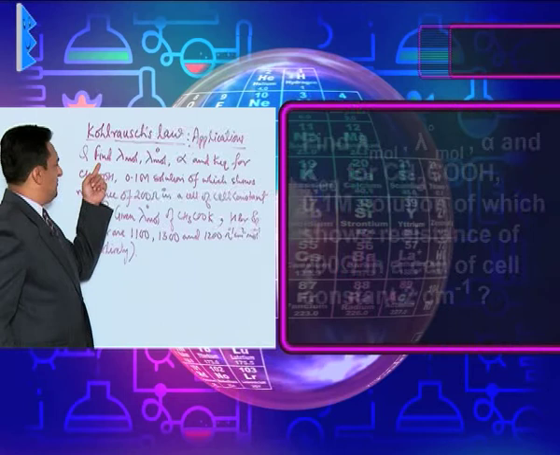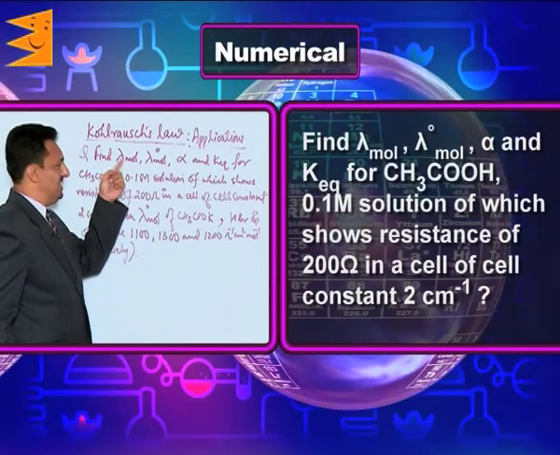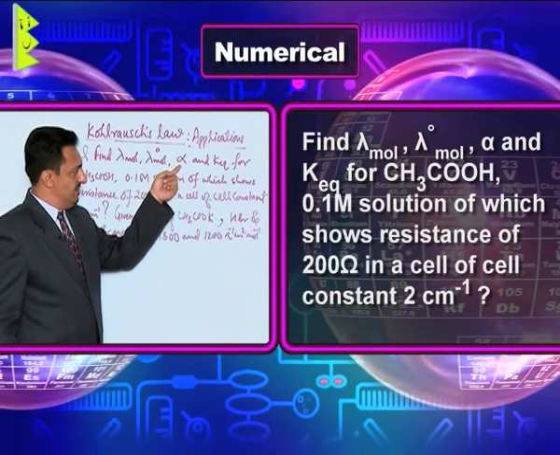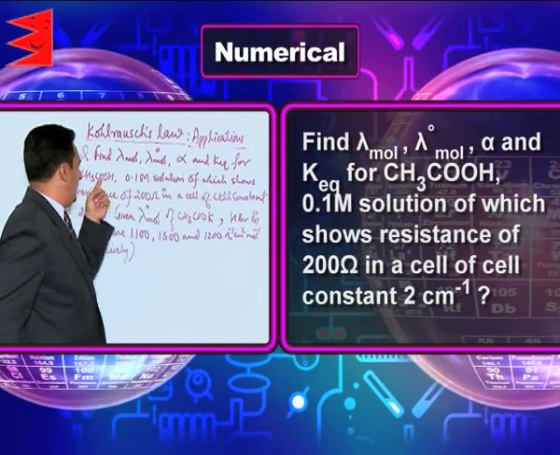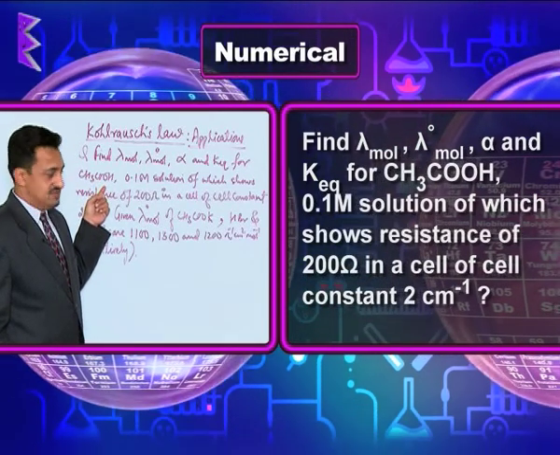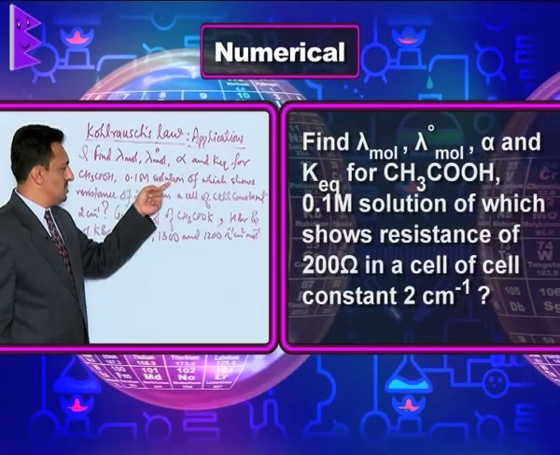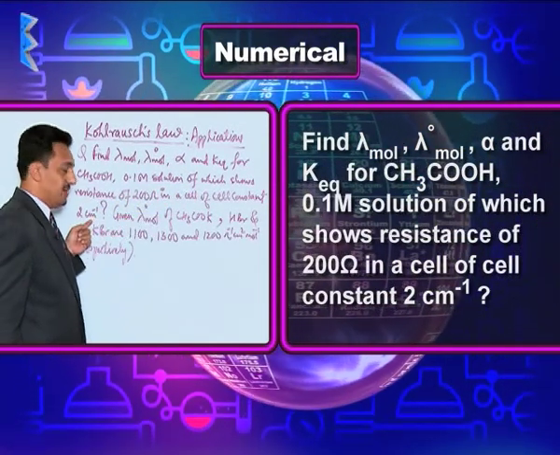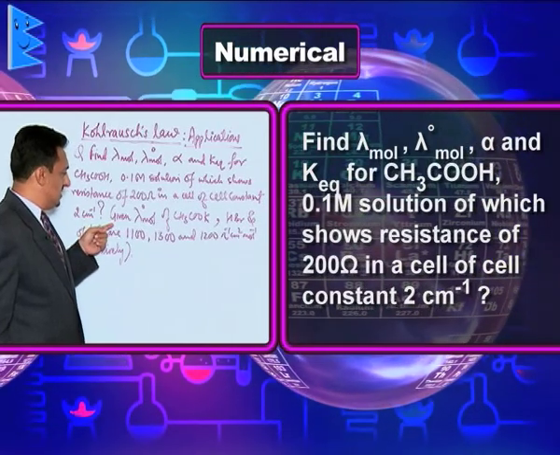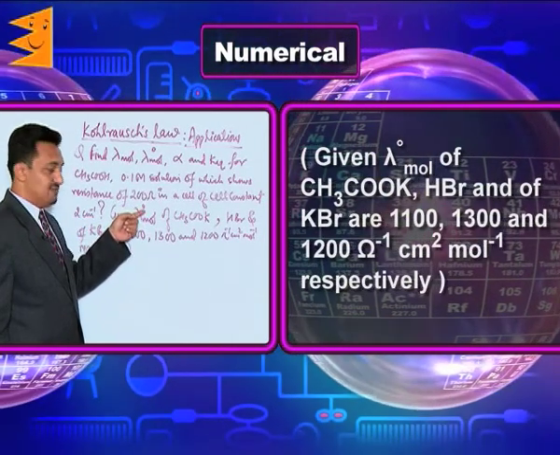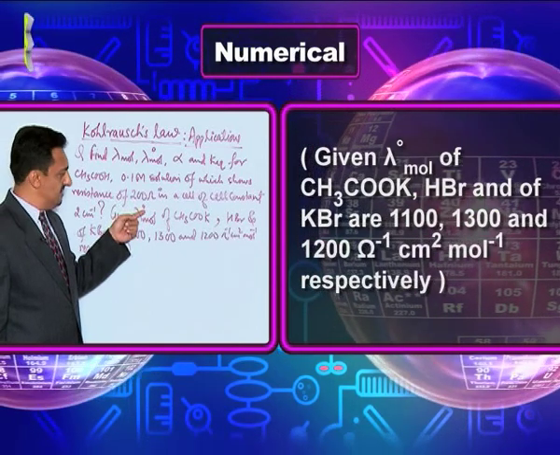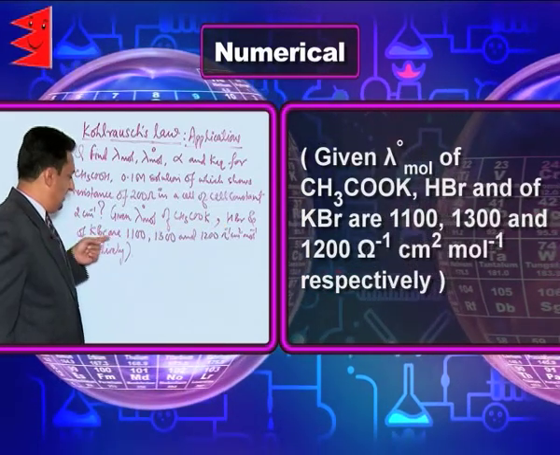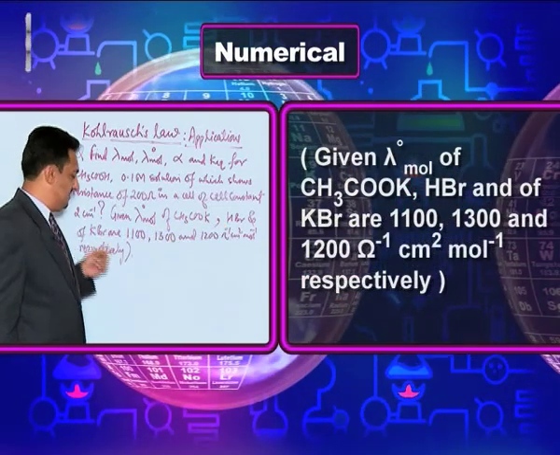The numerical is: find the molar conductivity and limiting molar conductivity, alpha, that means degree of dissociation, and equilibrium constant for acetic acid, which is a weak electrolyte. A 0.1 molar solution of it shows a resistance of 200 ohms in a cell of cell constant 2 per centimeter. What is given to us is the molar conductivity at infinite dilution, the limiting molar conductivity, of potassium acetate, hydrogen bromide, and of KBr, which are this and this and this respectively.